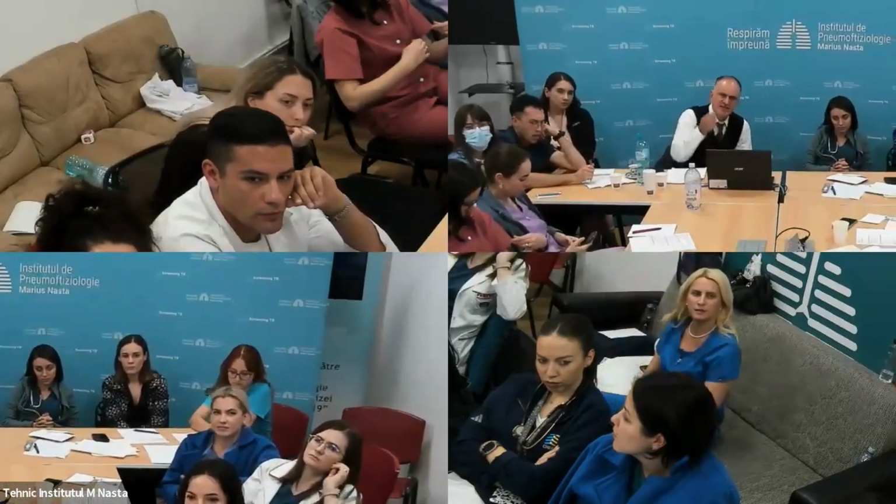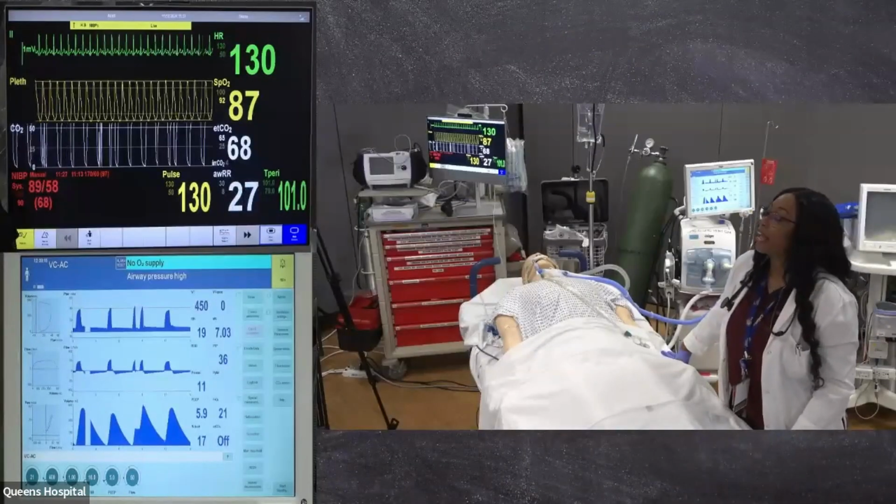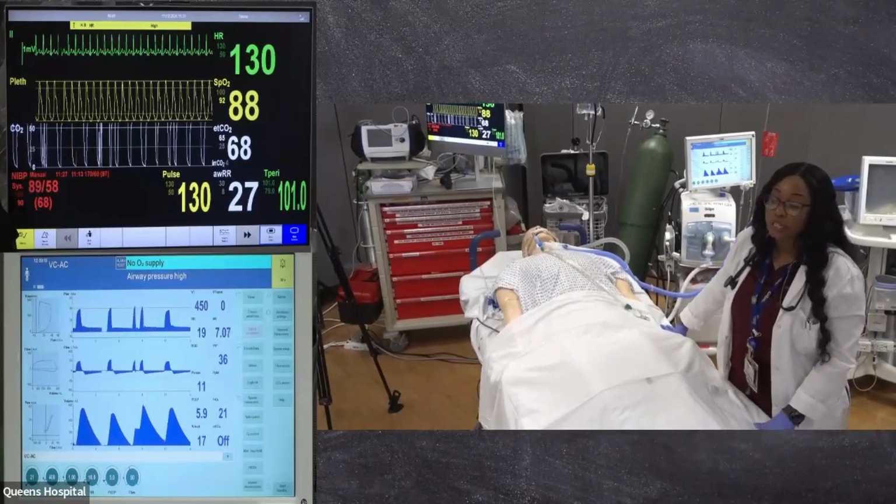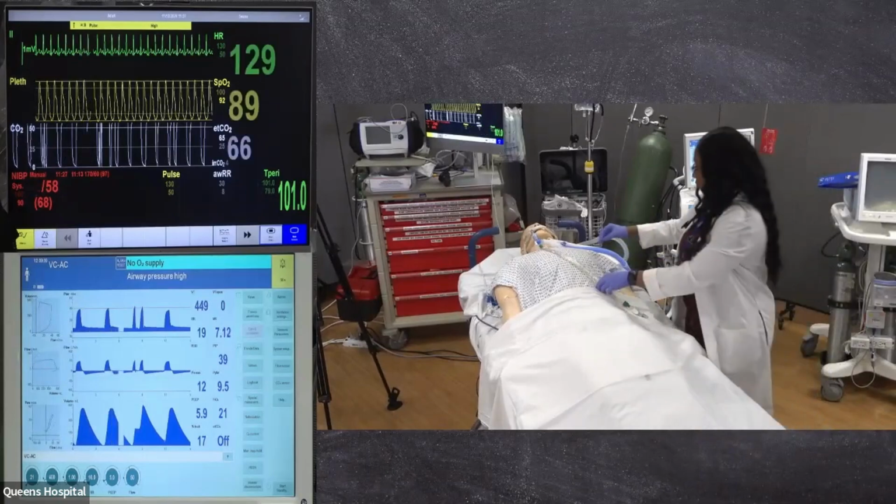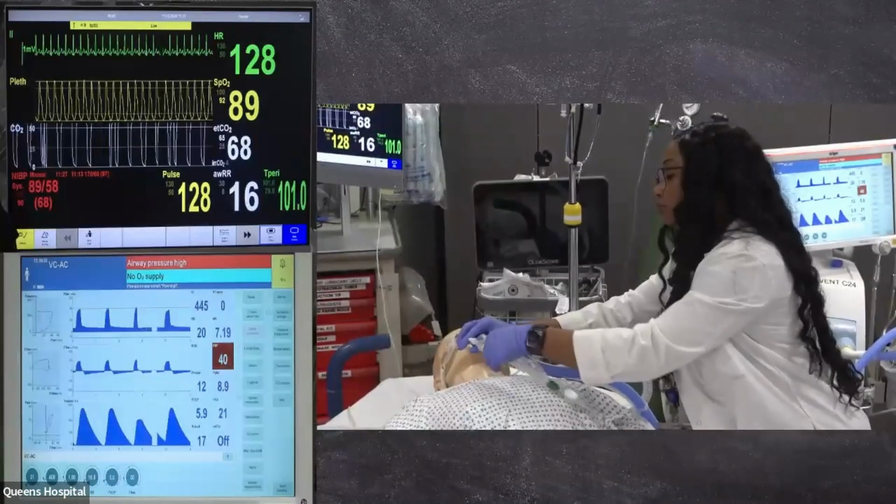You try to pass the suction and you're not able to pass the tube? No, I passed the suction, but I didn't get anything. But I still hear the wheezing, I still hear the rhonchi. Sure. The suction was able to go through. You can have a bronchoscopy.